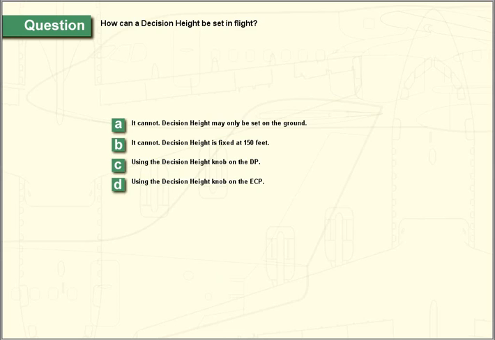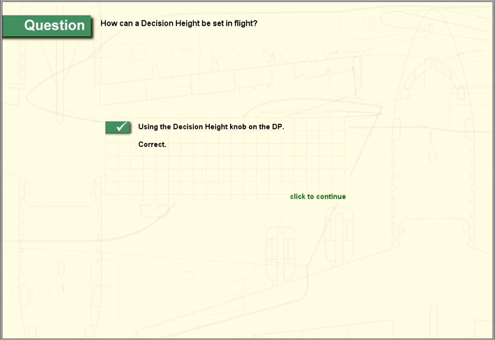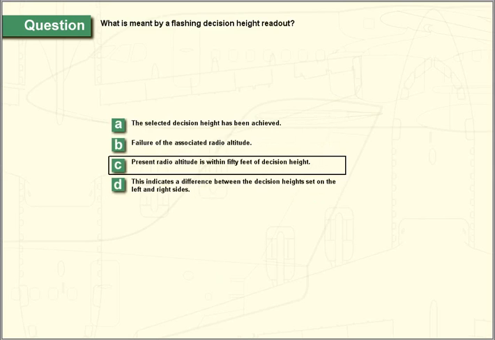How can a decision height be set in flight? What is meant by a flashing decision height readout?